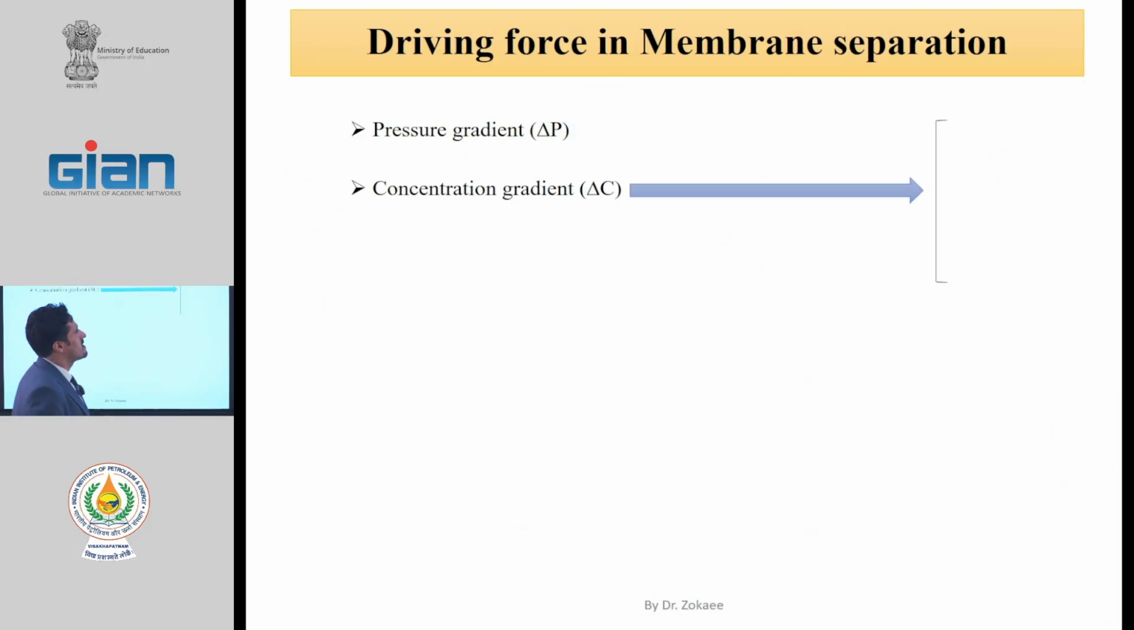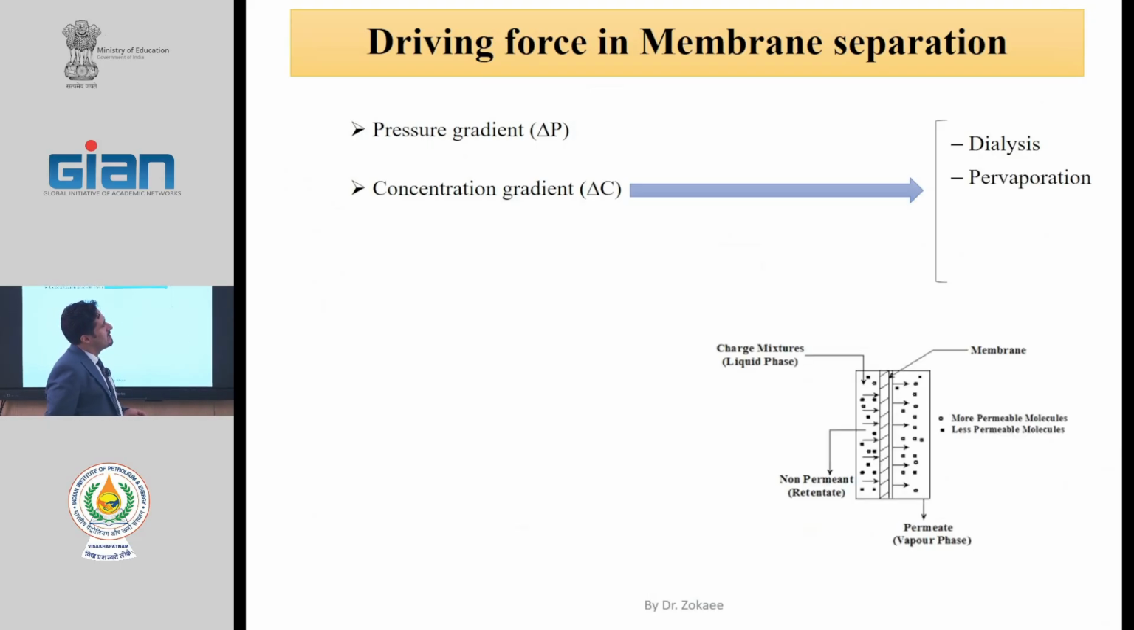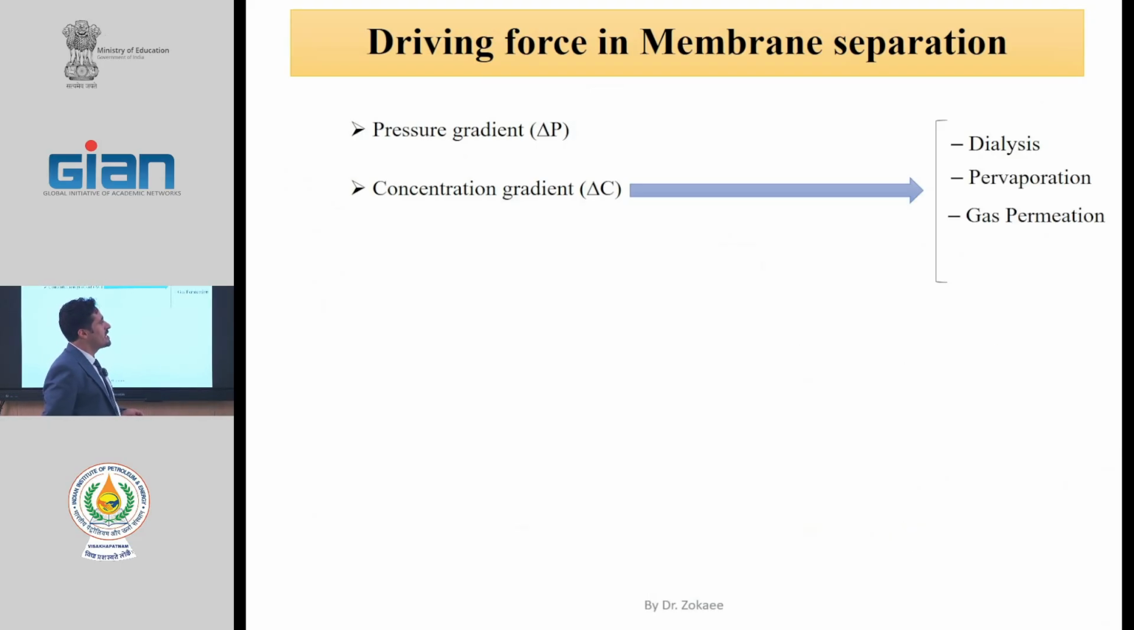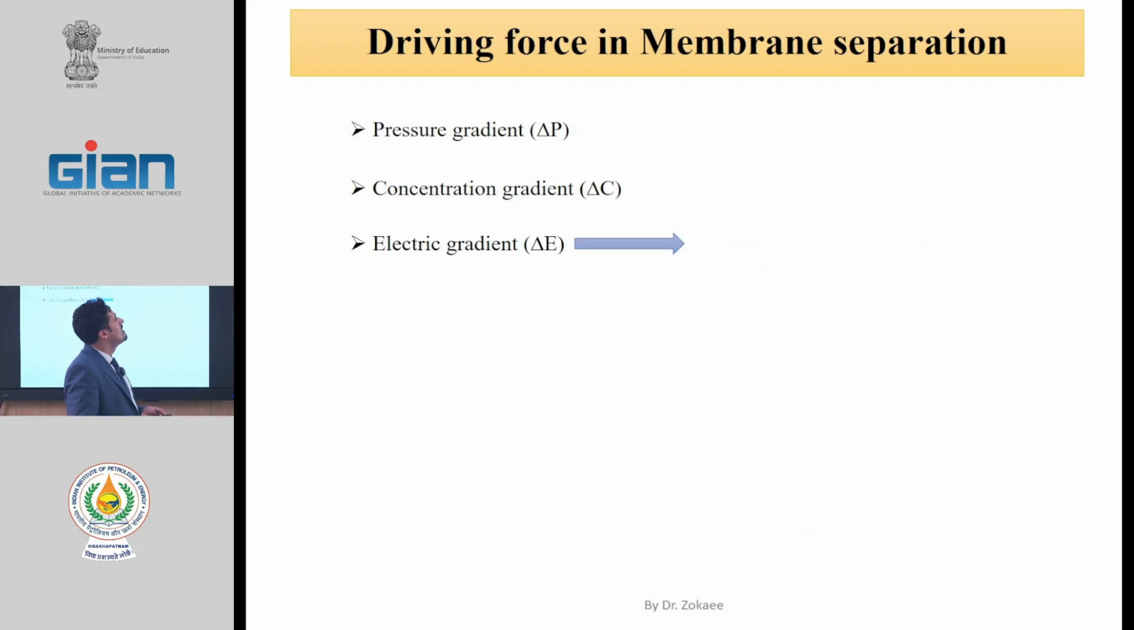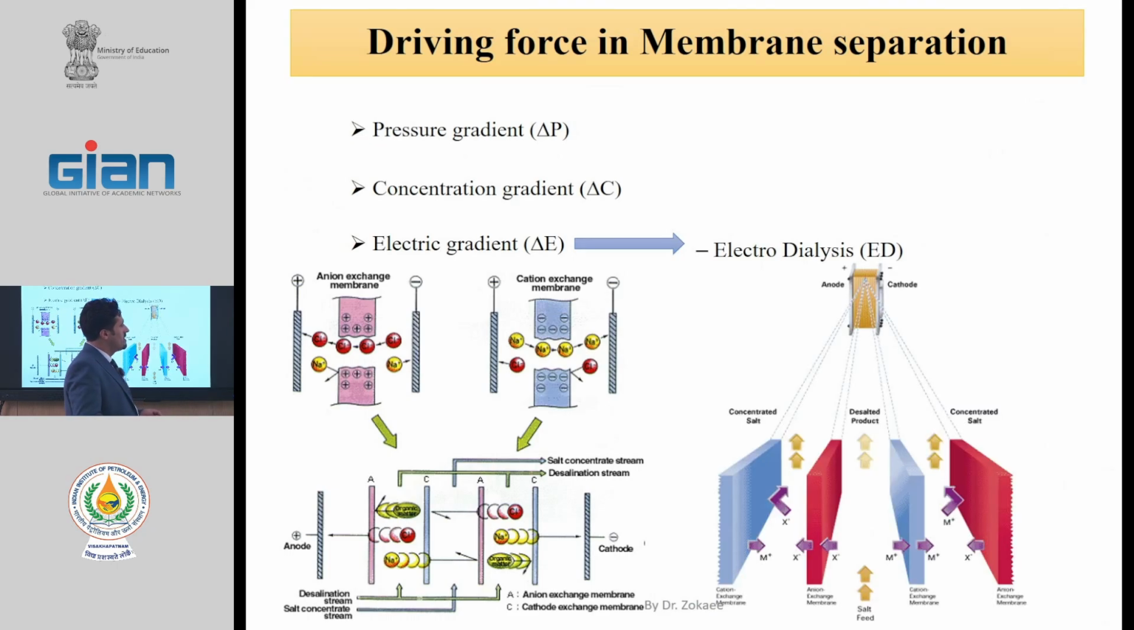Based on the concentration gradients, we have dialysis, evaporation, gas separation, and liquid membrane processes. We have 22 membrane processes, which I can present in this slide. For electric gradients, we have electrodialysis membranes or electromembranes, which I will discuss after noon.